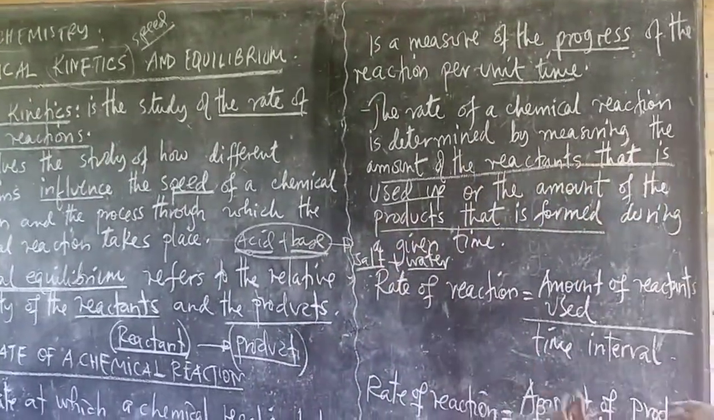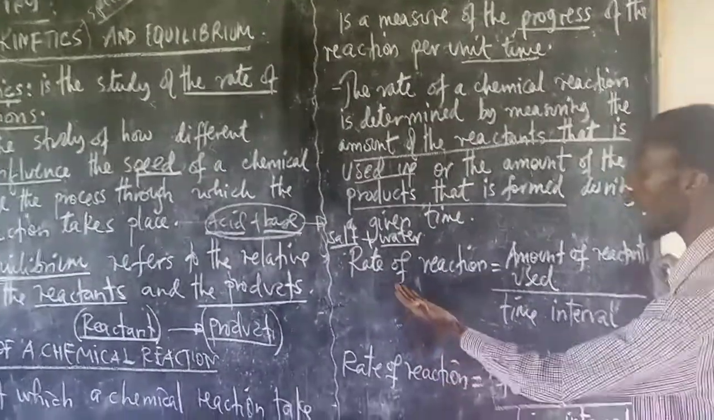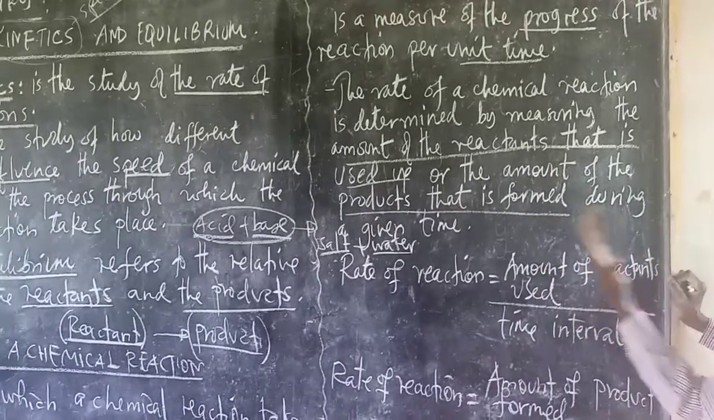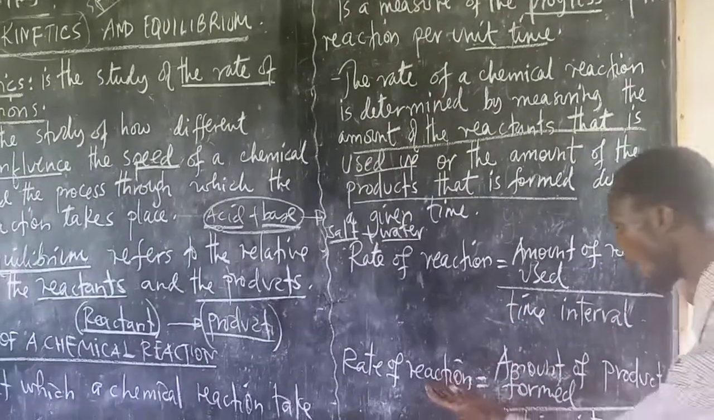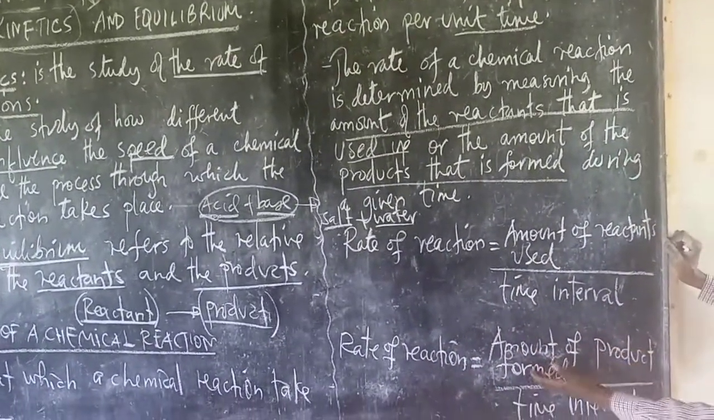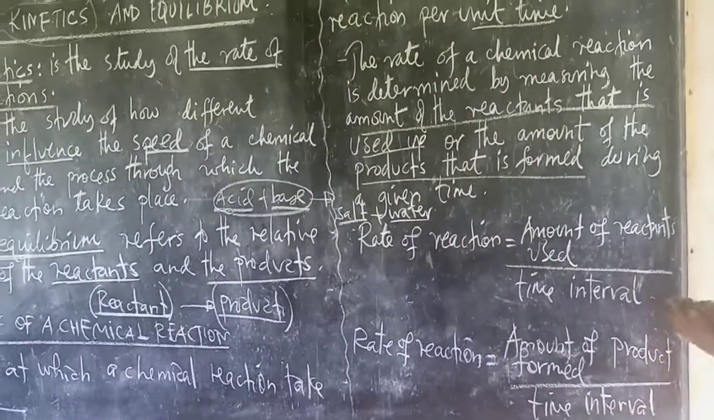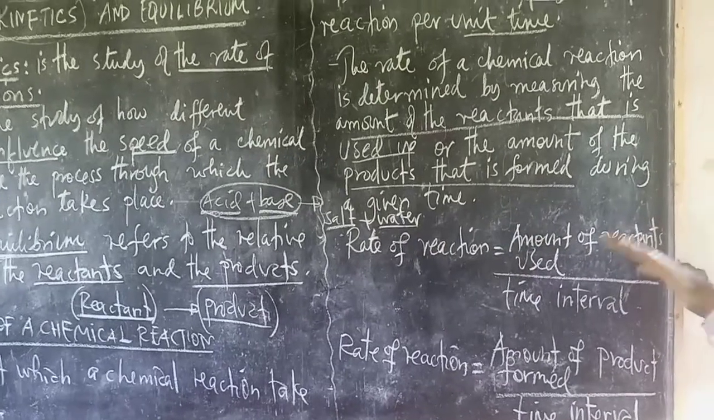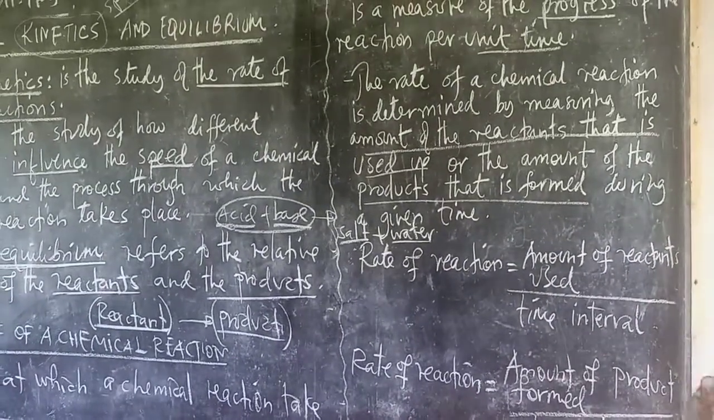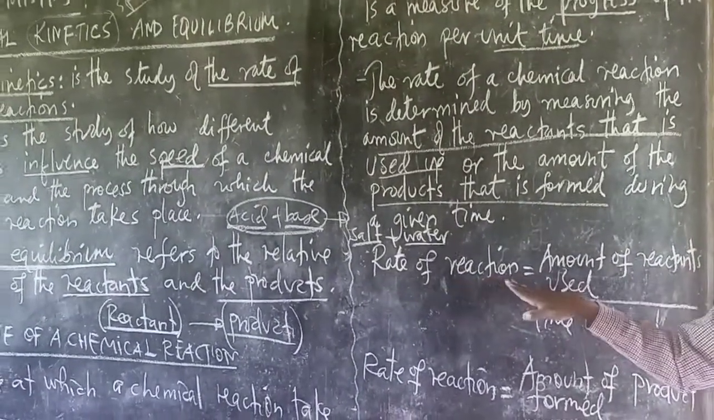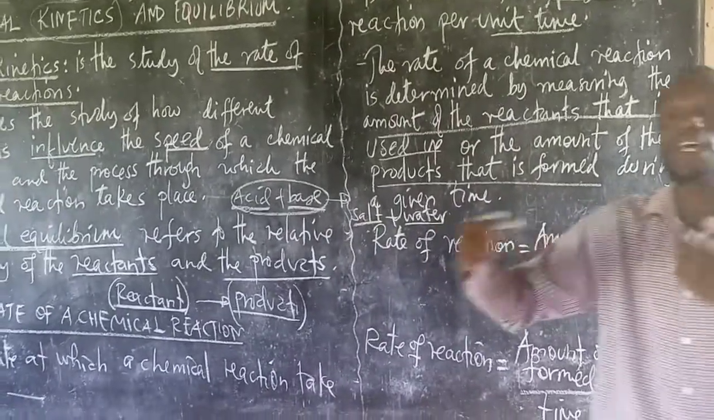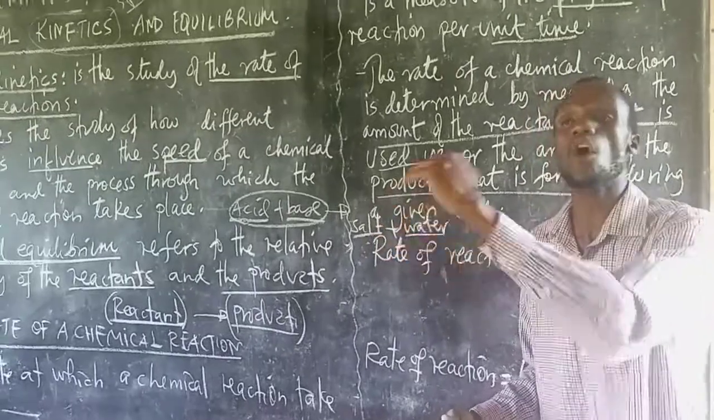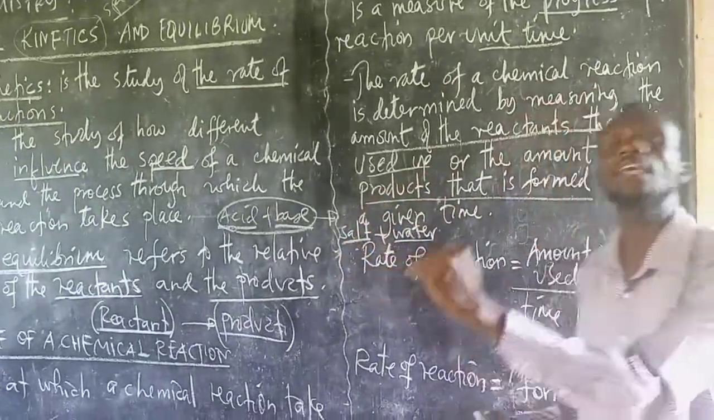And that is why mathematically it can be said that the rate of the reaction is equal to the amount of the reactant used per time interval, or the amount of the product formed per time interval. So this is how we can measure the rate of chemical reaction. The most important thing to understand here is how we measure the rate of the reaction. Measuring the rate does not occur only to the product, but also to the reactants and the product.